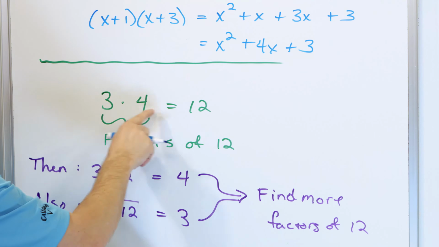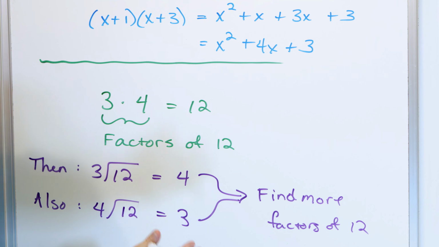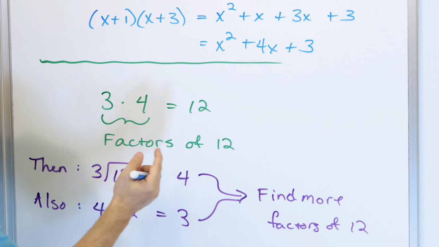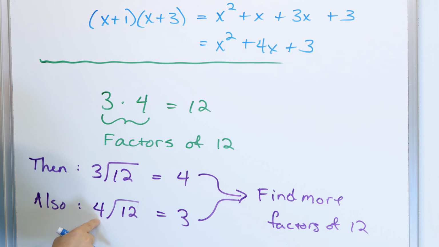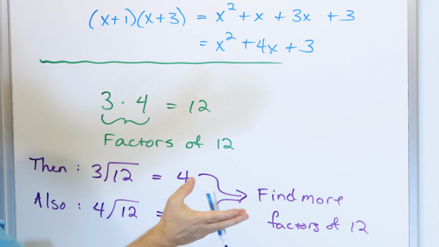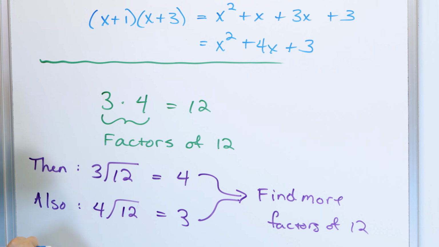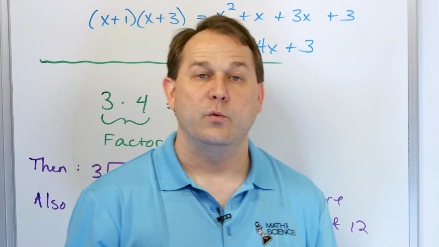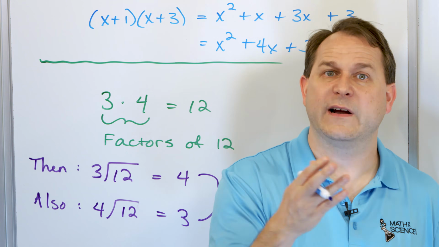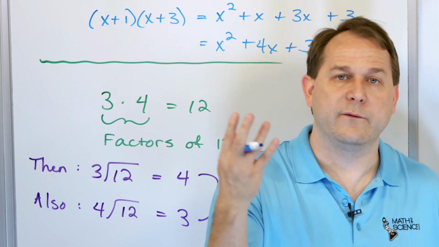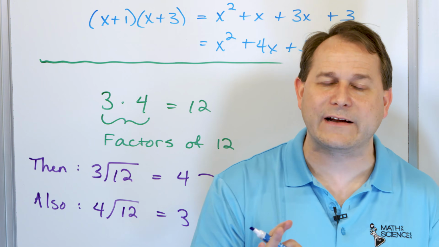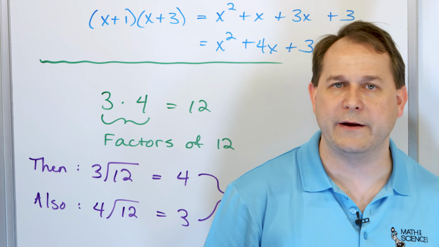Factors of 12 are numbers that divide into 12 with no remainder. 12 divided by 3 is 4, no remainder. 12 divided by 4 is 3, no remainder. 12 divided by 6 would be 2 with no remainder. 12 divided by 1 would be 12 with no remainder. Same sort of thing. They're all factors because you can divide them in and you get no remainder.